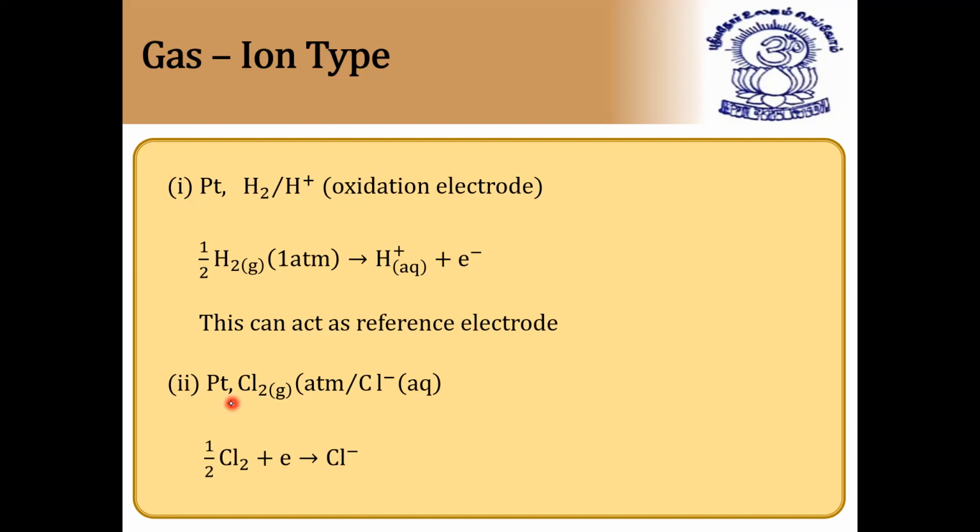The second example of gas ion type is platinum, Cl2. See here again, why is Pt being kept there? Because whenever you are representing a gas in a galvanic cell, we have to definitely write platinum over there, because it is an inert electrode. So Cl2 changes to Cl minus. Chlorine goes from 0 to -1, so it is a decrease in oxidation number. It is nothing but gaining electrons, so it is called a reduction electrode. So this is called the gas ion type electrode.